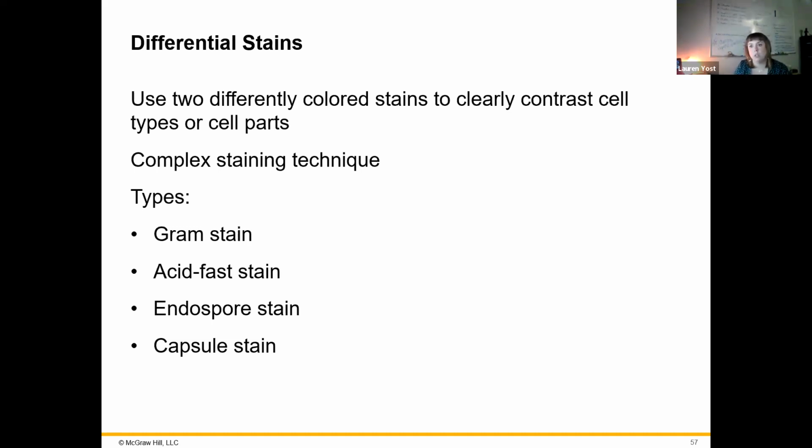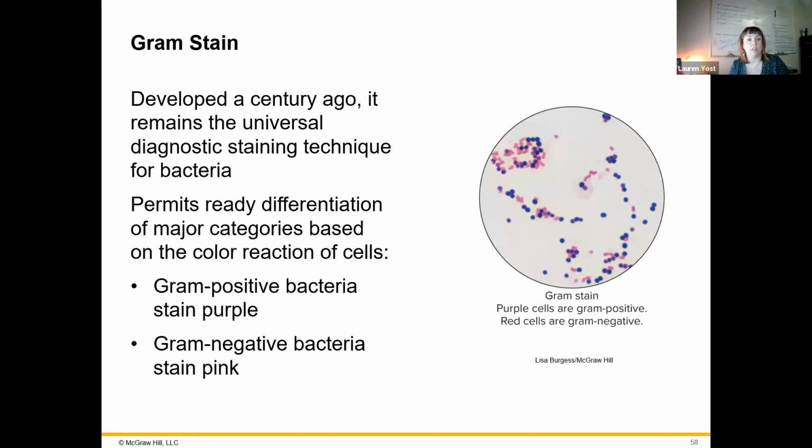So this is going to include things like the gram stain, the acid fast stain, and all this. So whether or not they have these things can tell us whether or not we have these things based on how we do our staining procedure.